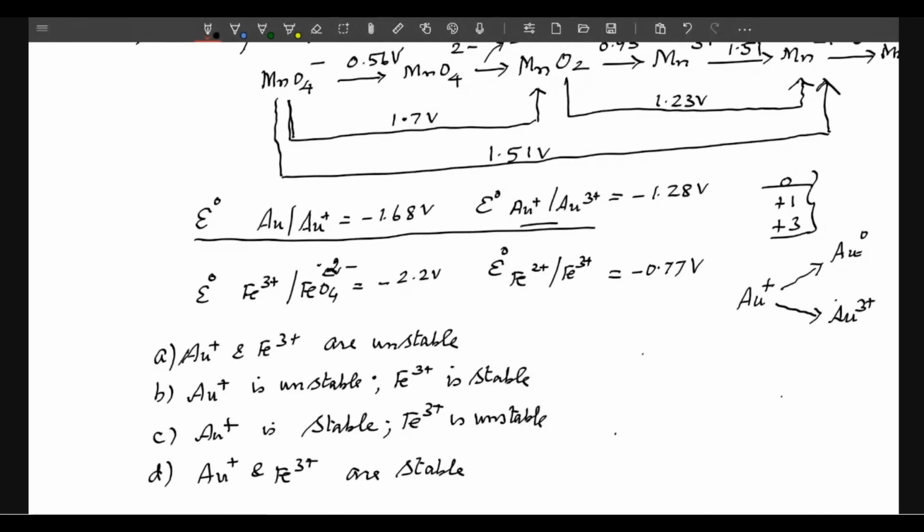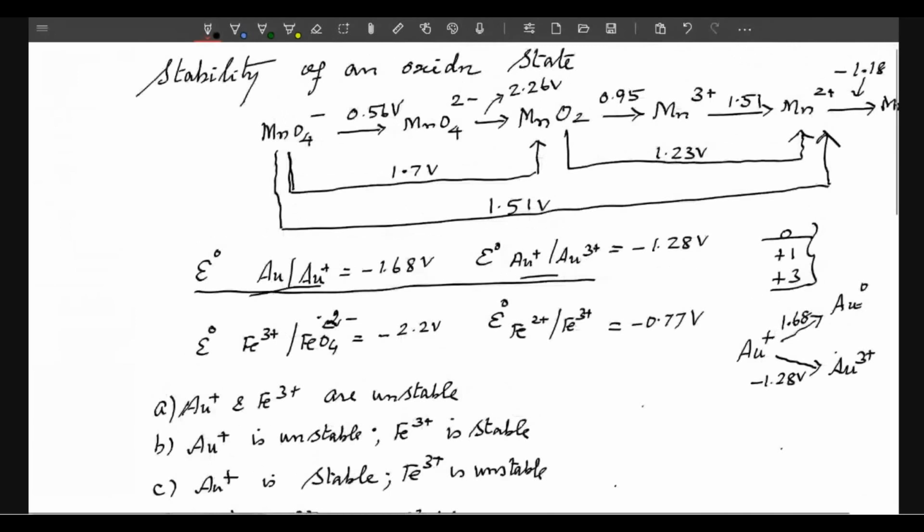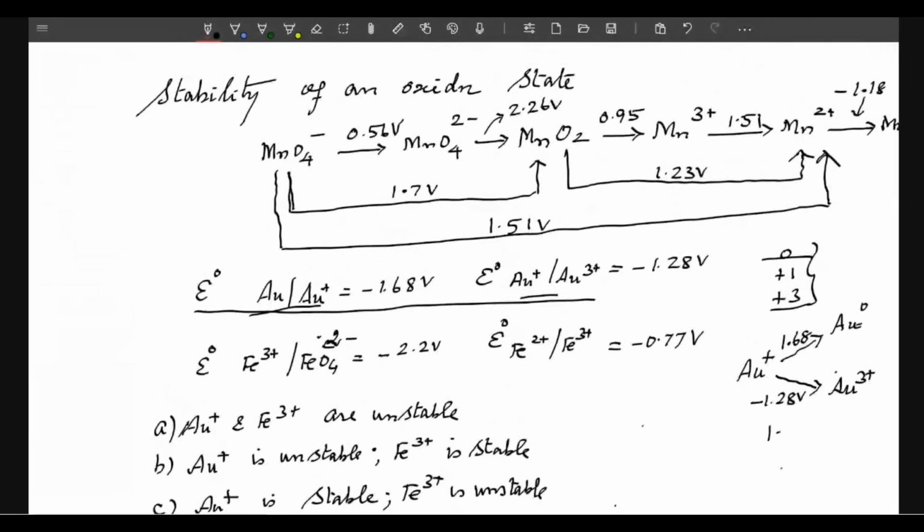Given the oxidation potential minus 1.28 volt. But the first one is the oxidation potential, and we need the reduction potential value. Therefore, convert the sign and add these two potentials. Adding these two potentials, you will get 1.68 minus 1.28. Definitely, the resultant epsilon value is positive.